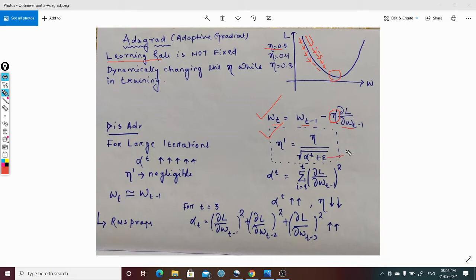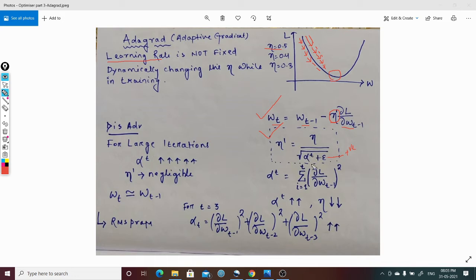I'll discuss why we are using this small positive number. Why we use epsilon here is that if, at the initial stage, the denominator goes to zero, this division will throw a zero division error.